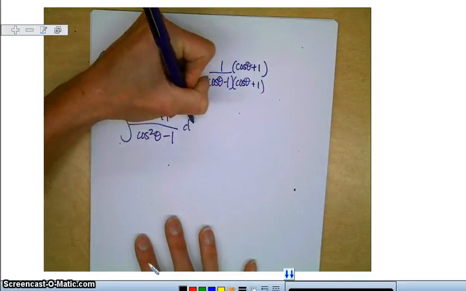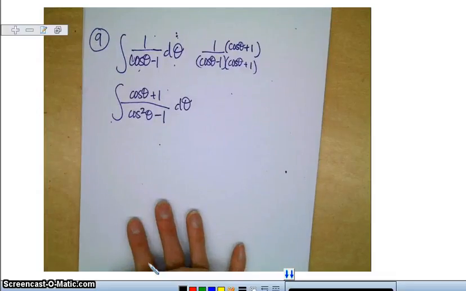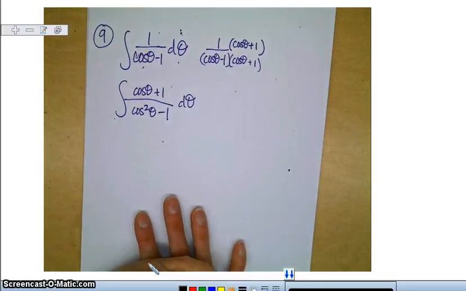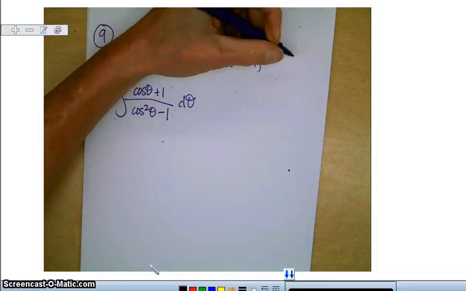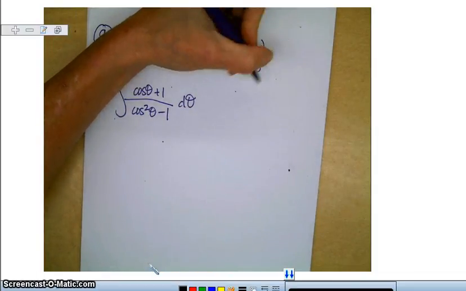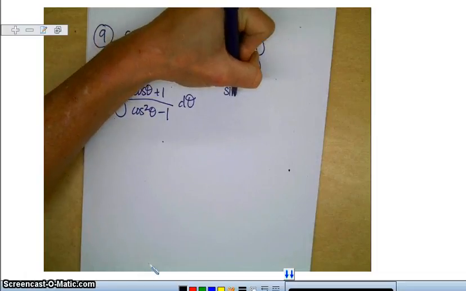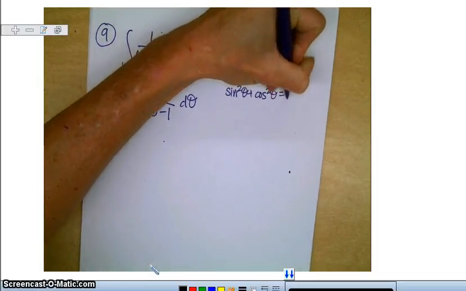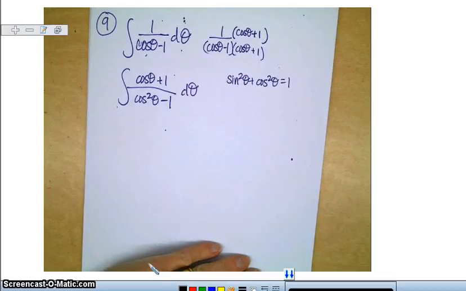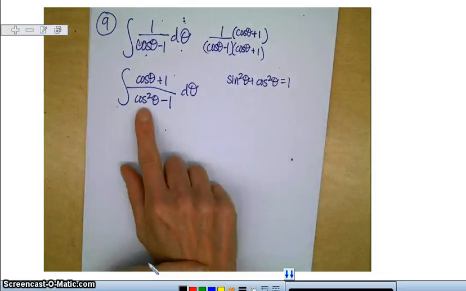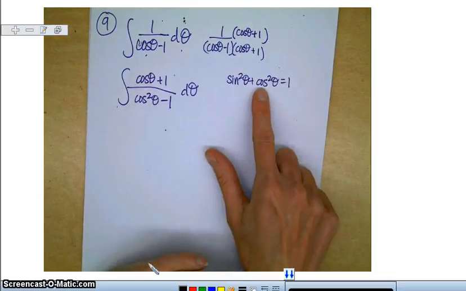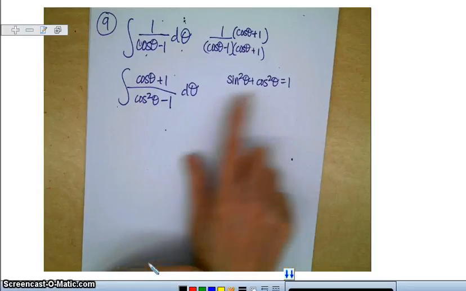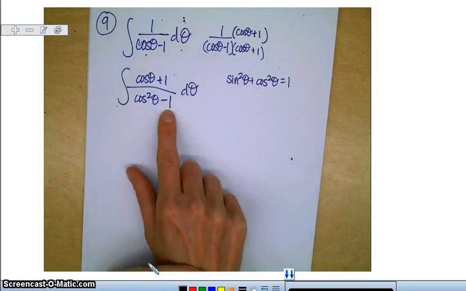Yuck. Oh, maybe it's not that bad. So the bottom now could be a Pythagorean identity. What's the main Pythagorean identity you should know from pre-calc? Sine squared plus cosine squared equals 1. Yep, sine squared plus cosine squared is 1. So, how would I make this cosine? Basically, I need to get cosine squared minus 1 and see what that equals.